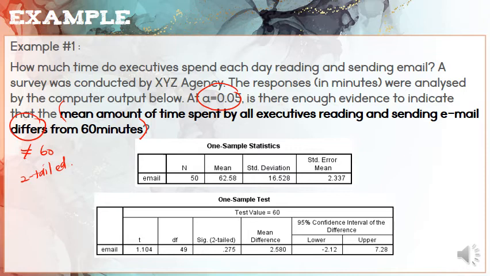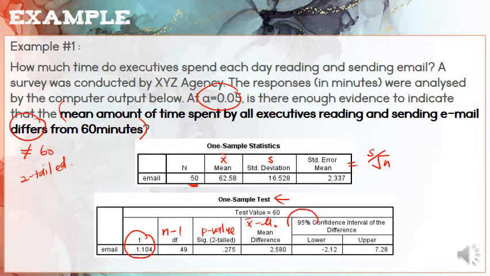One sample statistics. N 50, X bar 62.58, standard deviation 16.528, standard error which is S bahagi set N adalah 2.337. Second output, the one sample test. T, your test value. Degree of freedom N-1. This is your P value for two-tail. This is your mean difference, X bar minus mu naught.